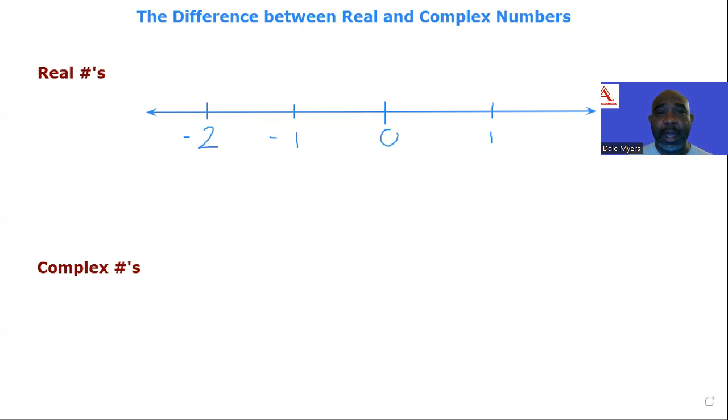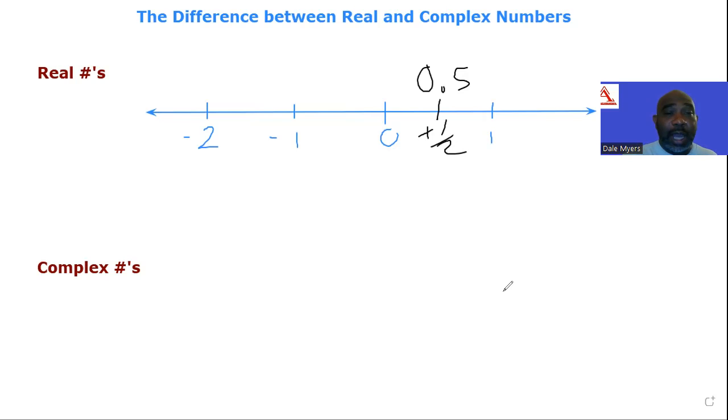1/2, if I can get my pen to write. This is halfway through, so that's 1/2, or I could write that as 0.5. That is also a rational number. It's a rational number, but it's also a real number. So again, a real number is anything that could be put on a number line.